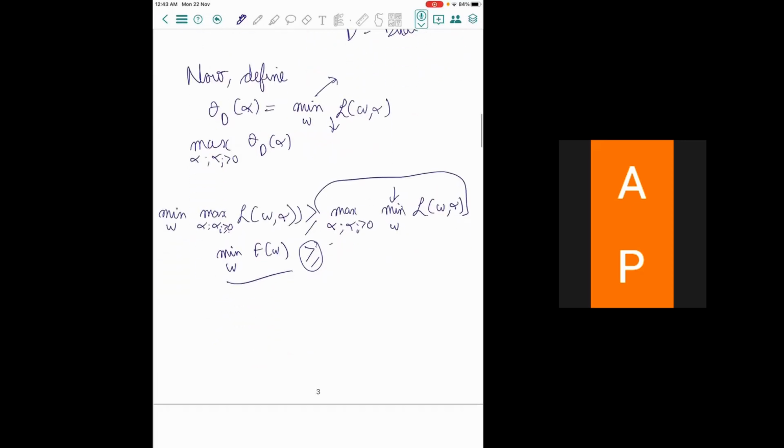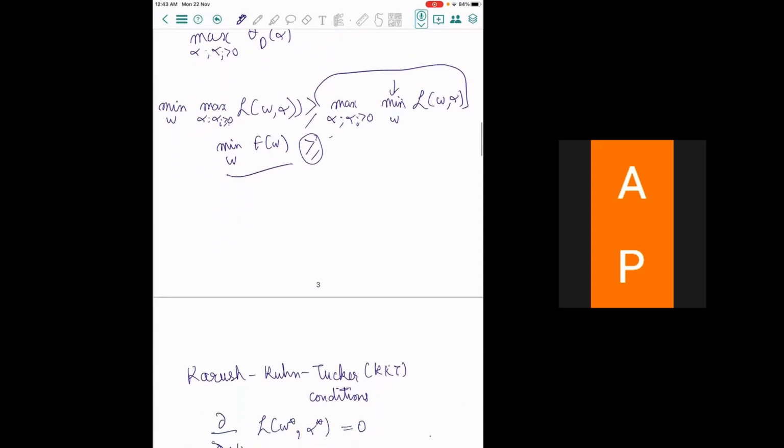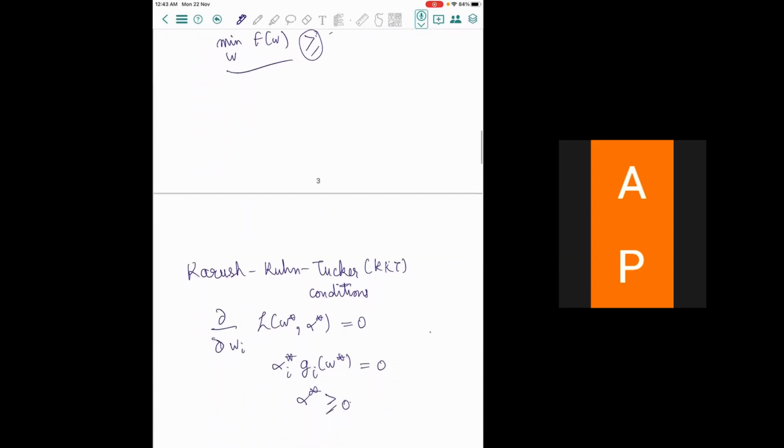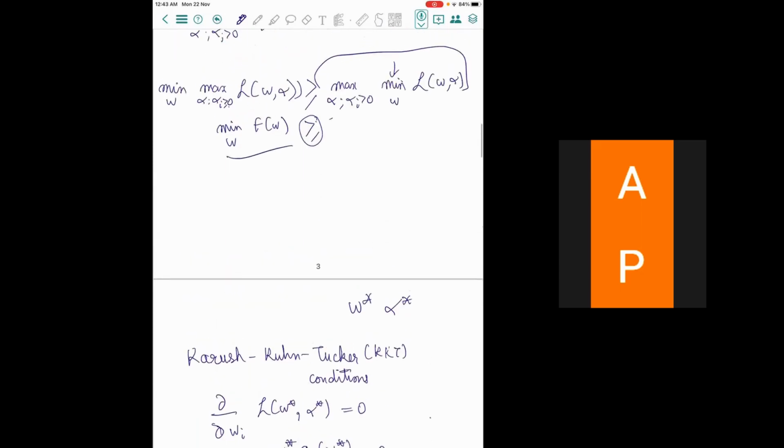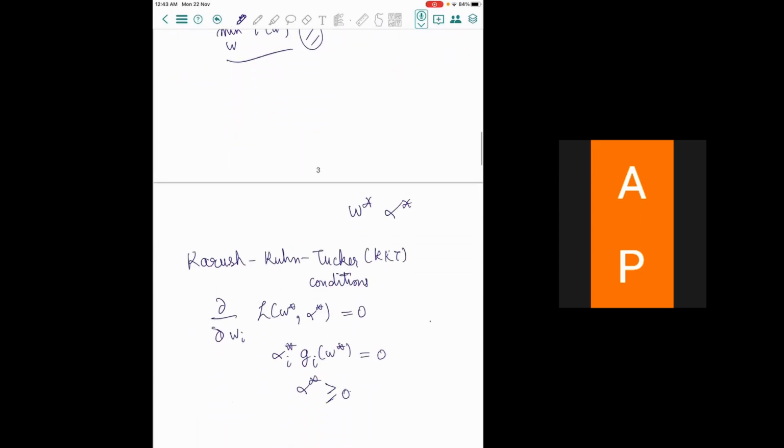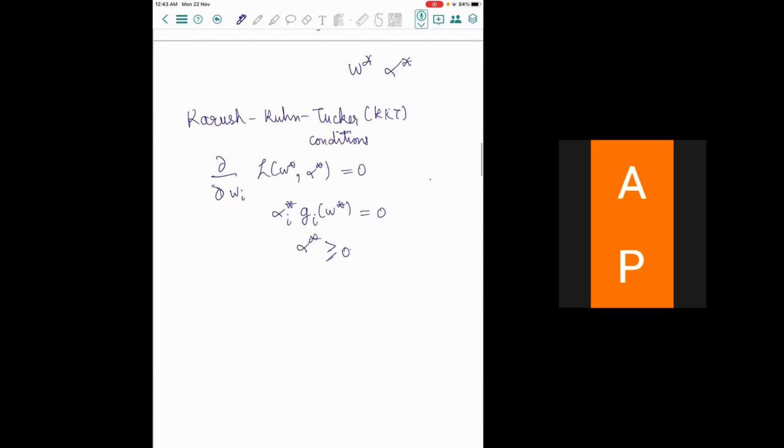So using this, still there is a less than or equal to sign. This less than or equal to sign becomes an exactly equal to sign when certain conditions are satisfied. These conditions are called the Karush-Kuhn-Tucker conditions, the KKT conditions in short, which say that, let's say there exist some omega star and alpha star. Omega and alpha are the two parameters of the Lagrangian. There exist some omega star and alpha star such that the derivative over all omega i of the Lagrangian at these points is equal to 0, alpha star gi(omega star) is equal to 0, and alpha star is always greater than or equal to 0.